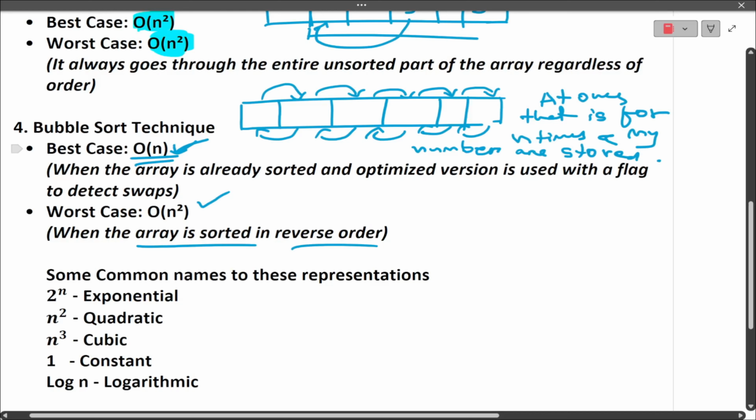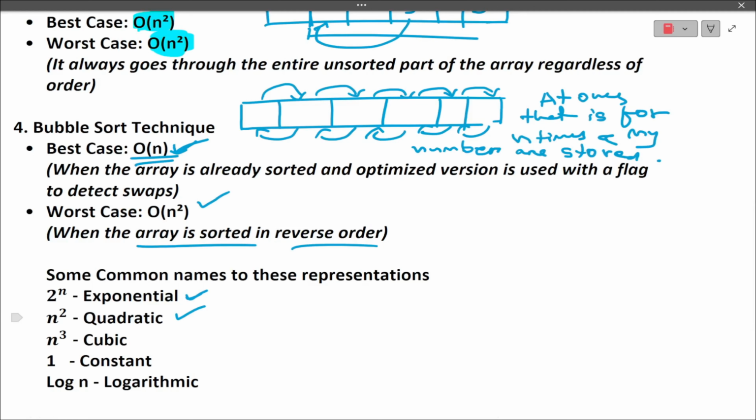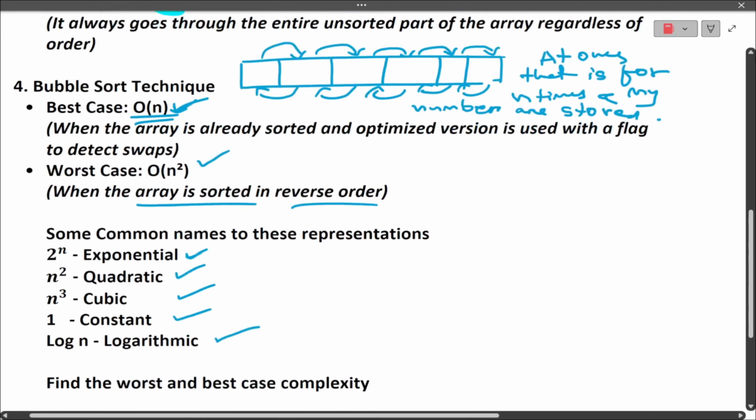Okay, and here are some of the common names that are given. Whenever you observe 2 to the n, you will consider that as an exponential term. And whenever you find n square, you say it's a quadratic complexity. N cube means cubic, 1 means constant, log means logarithmic. These are common terms that you need to keep in your mind.